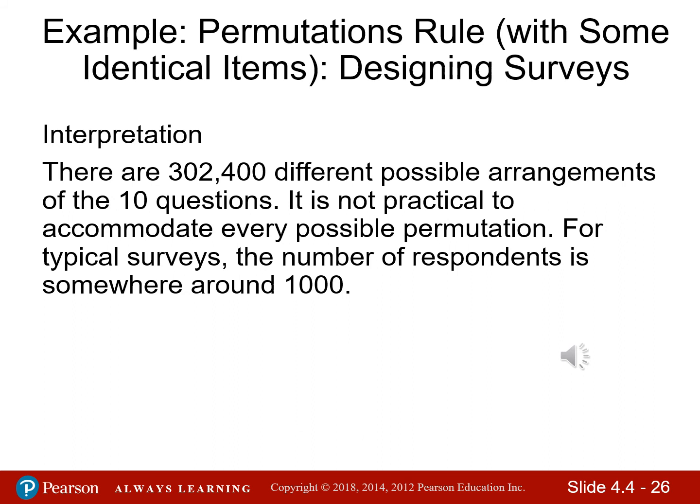So we can interpret these results as follows. There are 302,400 different possible arrangements of the 10 questions. It is not practical to accommodate every possible permutation, because for a typical survey, the number of respondents is somewhere around 1,000.